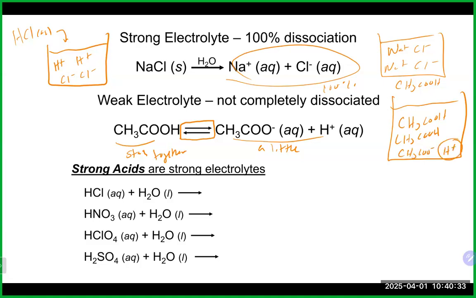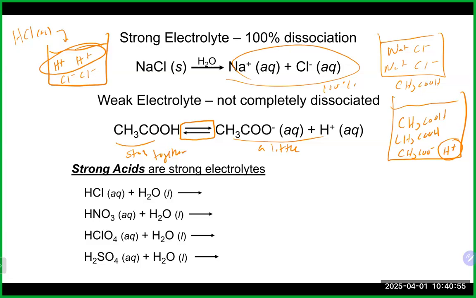So since it's still able to produce a little bit of H plus in that solution, it is still considered an acid, but it's considered a weak acid because it's not going to produce anywhere near, for example, the amount of H plus that HCl will, because when HCl goes for a swim, it's going to completely break apart. Nobody's staying together.